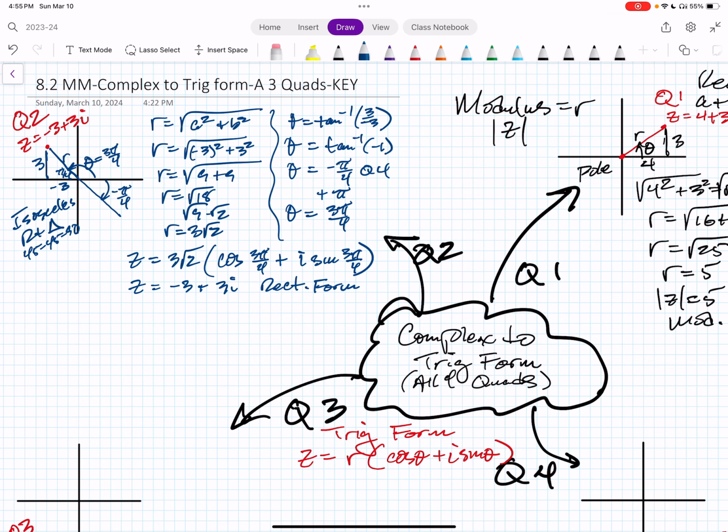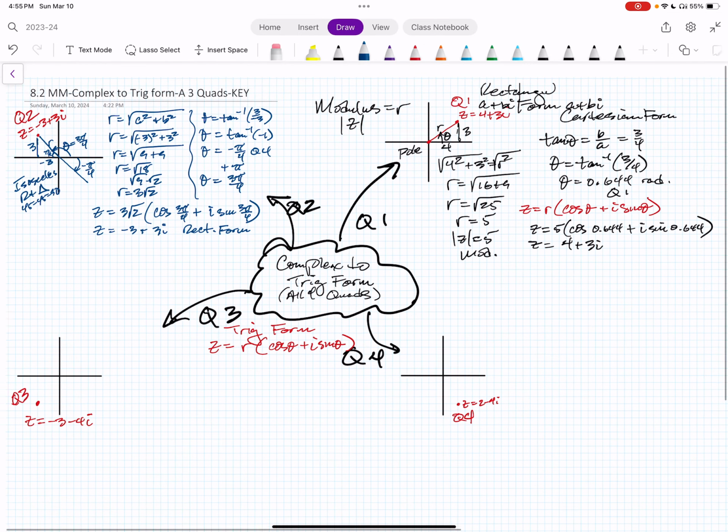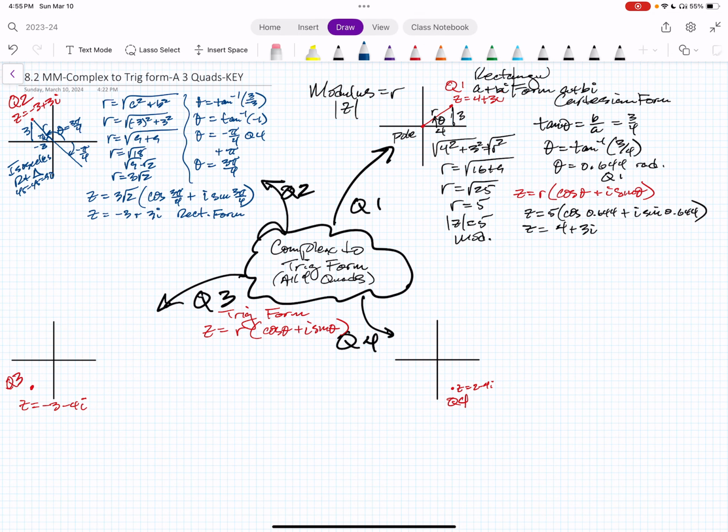So we have trig form, rectangular form, there's polar form too. As you know from the lesson, there are 3 forms for every complex number. And what we're trying to do in this little mind map is to get good at all 4 variations, because obviously there are 4 quadrants. So you have to get good at converting from rectangular to trig form in any quadrant, because you don't know what's going to be on the test. You have to study in such a way that you're able to handle anything, so obviously you have to handle all 4 quadrants.